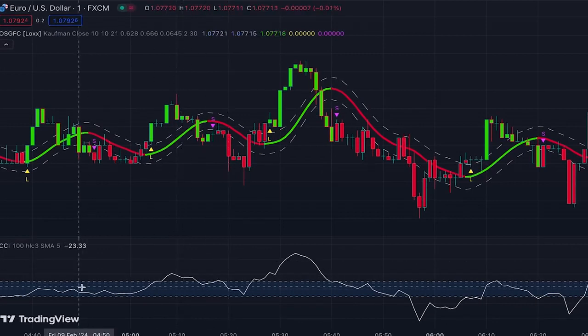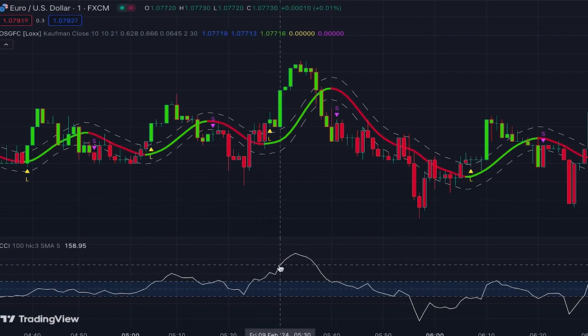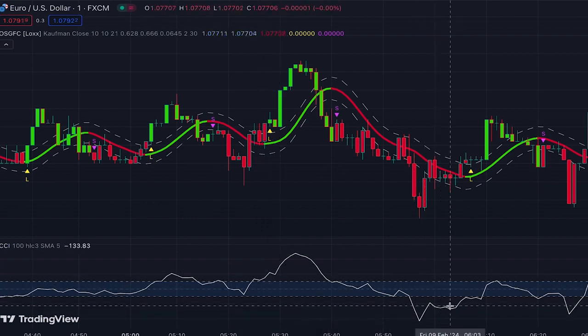During the times that CCI line is in the middle part, in this blue middle part, we don't take any trade. A buy trade is confirmed only if CCI line is above 50, and a sell trade is confirmed only if CCI line is below -50.